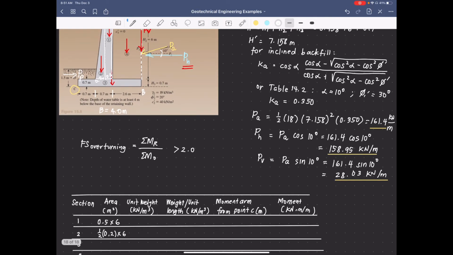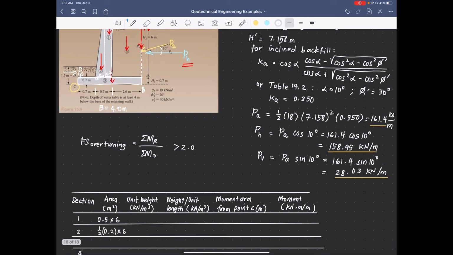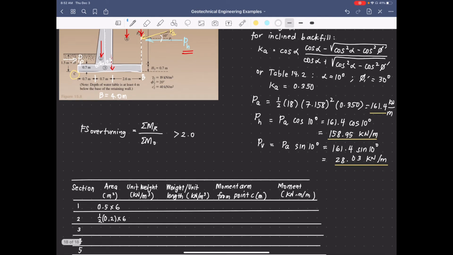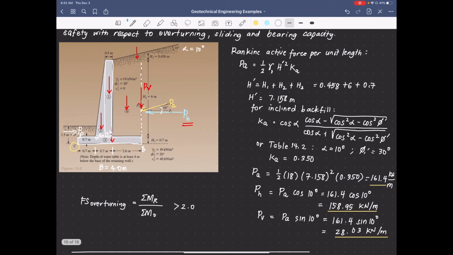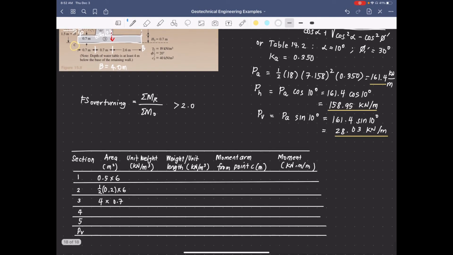And then our third section is the base of the wall with a height of 0.7 here, multiplied by the width of the base, which is 4 meters. So we have 4 by 0.7. The area for section 4 is this one. So the height is 6 meters, and we have a width of 2.6 meters. So we have width of 2.6 by 6 meters.